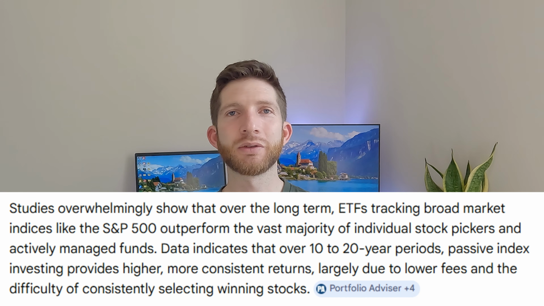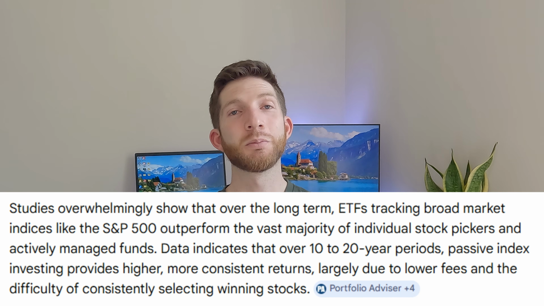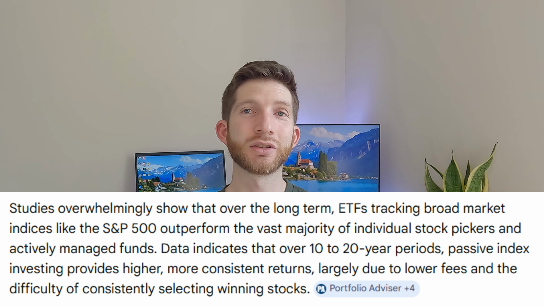Plus, this ETF pays a bit more in dividends overall, and studies have shown that over the long term, ETFs like the S&P 500 have outperformed stock picking for most individuals and institutional investors, so personally I think it will make me more money in the long run.